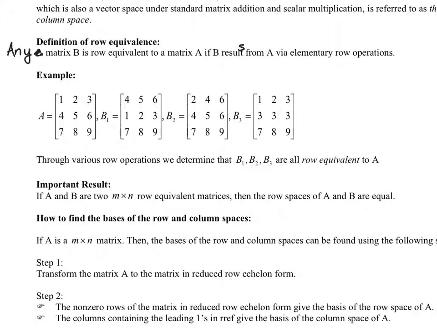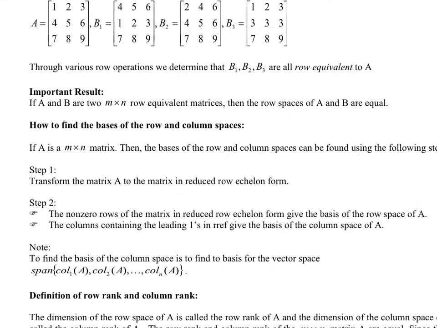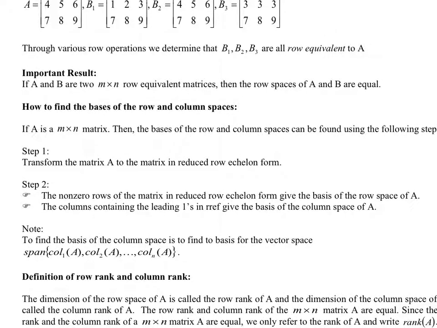So if you're looking at a matrix that's row equivalent to another one, then it doesn't necessarily have to be there. All right? So if A and B are m by n row equivalent matrices, then the row spaces of A and B are equal. So what we want to do is find the bases of the row and column spaces. All right, so this is the process.